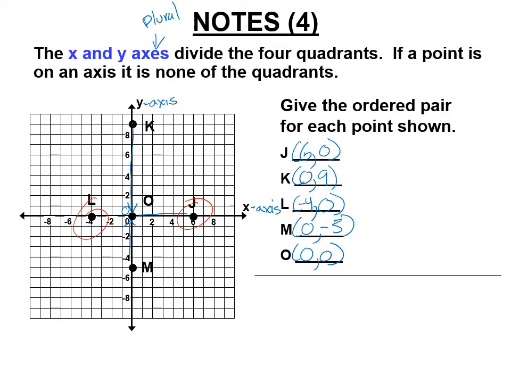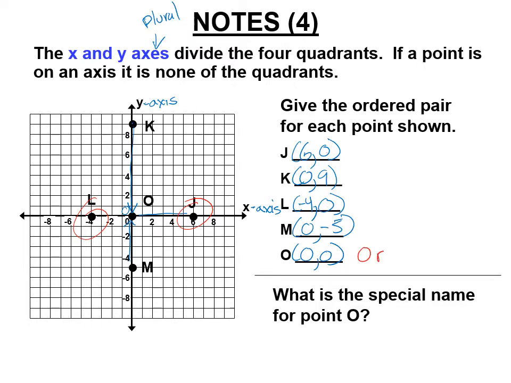If it's on the y-axis, the x-coordinate is 0. If it's on the x-axis, the y-coordinate is 0. It works that way. Origin is on both places. Oh, I gave away the next question. What is the special name of 0, 0? It's the origin. And so the beginning of this graph is at 0, 0.